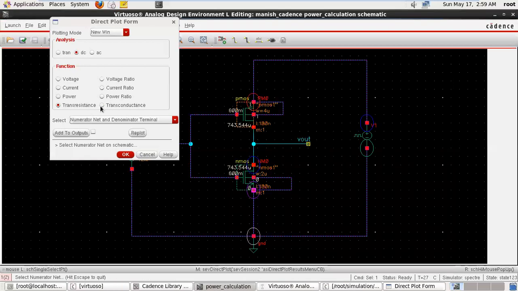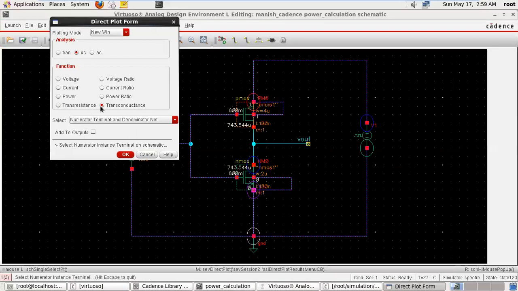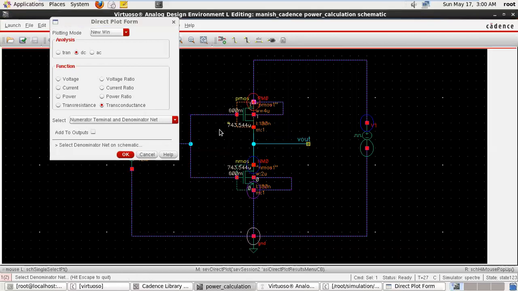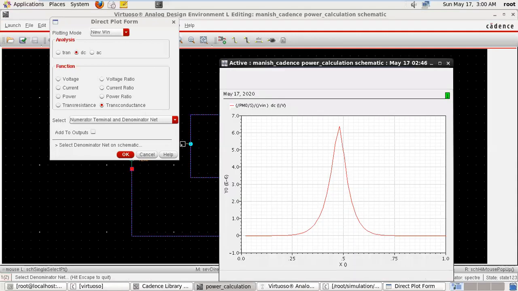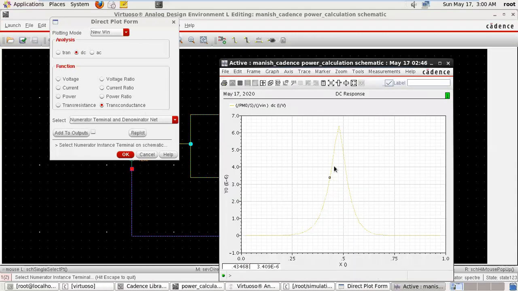The last term is the transconductance. In this case it is the ratio of numerator, because transconductance is the ratio of current to voltage. So in the numerator the quantity is current, and in the denominator the quantity is voltage. In transconductance, suppose we are taking this as the node, and this is my voltage. So this is the transconductance ratio, the ratio of current to the voltage. So you can find the transconductance.